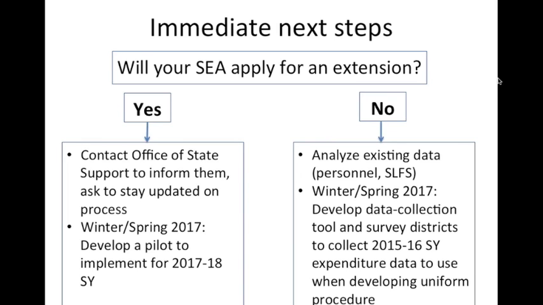If no, even if your data aren't totally there, you think you can proceed with something, then your best bet is to start analyzing your existing data, seeing what you can pull out from that data, and that might be your SLFS data, your personnel data. See if you can start to populate those tables that we've produced. And in winter and spring of 2017, develop a data collection tool, potentially survey all your districts, see what you can collect from the 15-16 school year as you start to develop some sort of uniform procedure on the data that you do have.